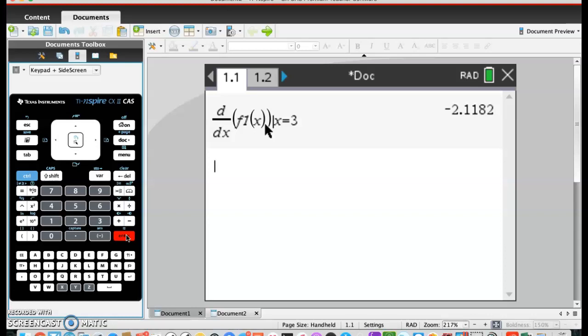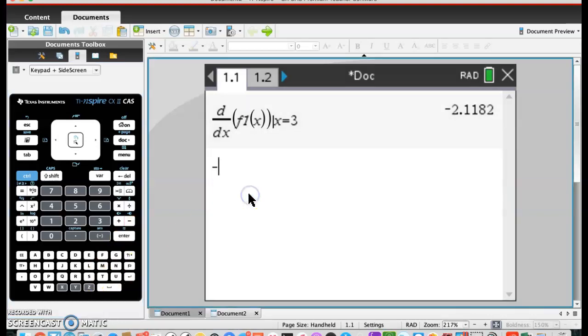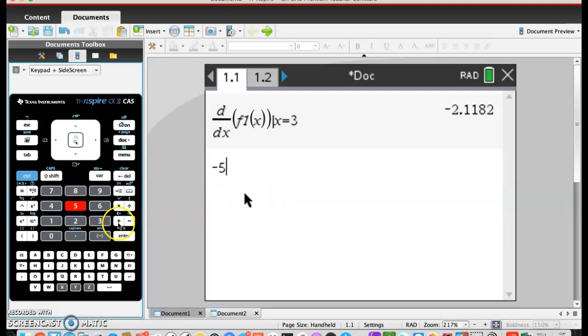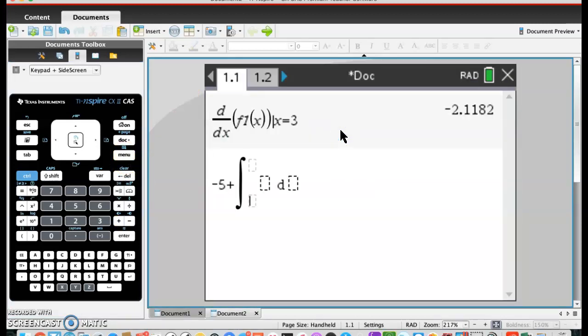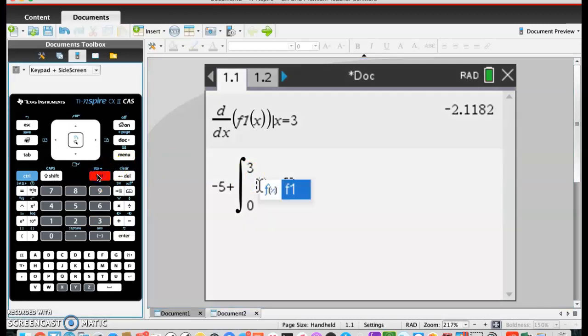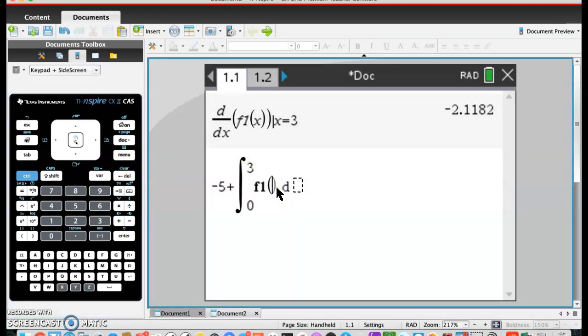The next thing it says is to find the position at time t equals 3. We already wrote out where it was at the start, which is negative 5. I'm going to type it in myself, negative 5, plus, to find how far it went, an integral: menu, calculus, integral, from 0 to 3. I already have the function in there, so var, f1 of x, dx. That's why we changed from t to x, so we can put it in the calculator.